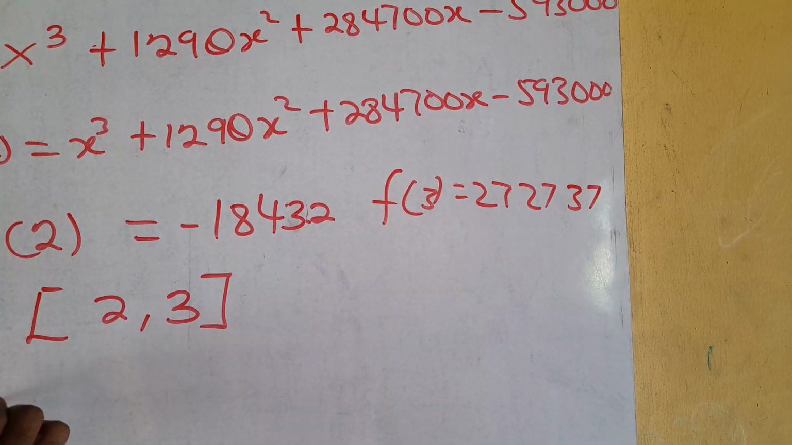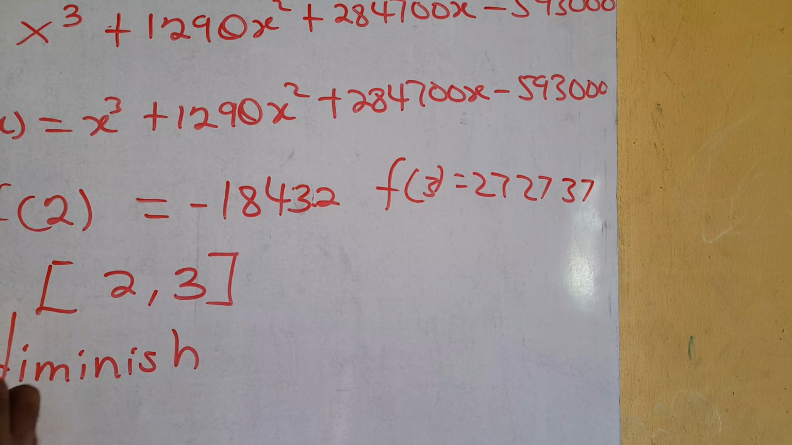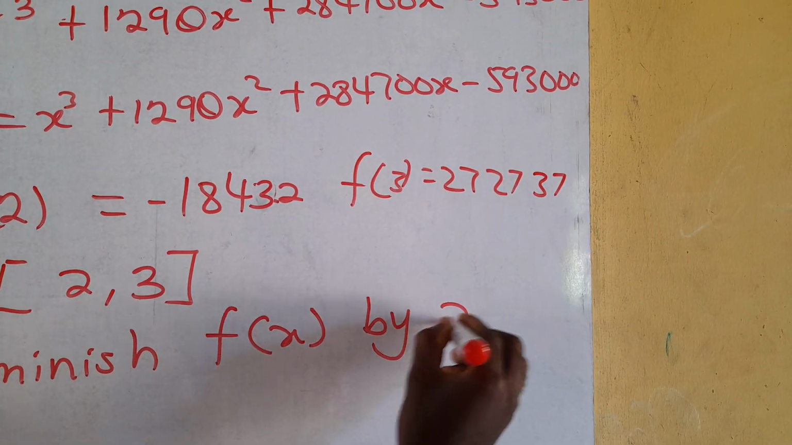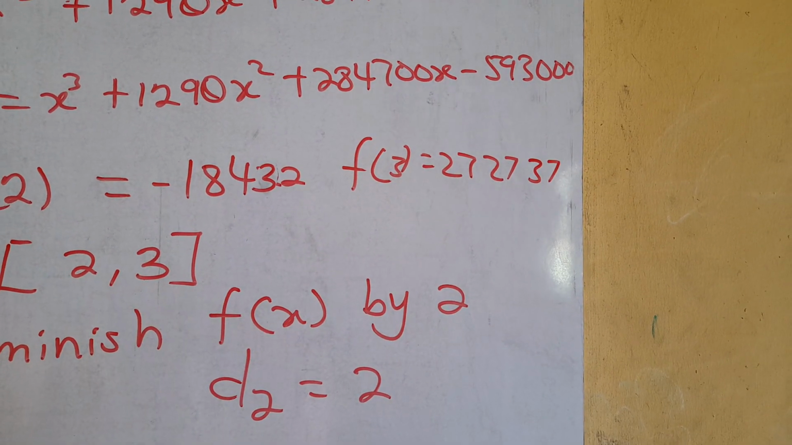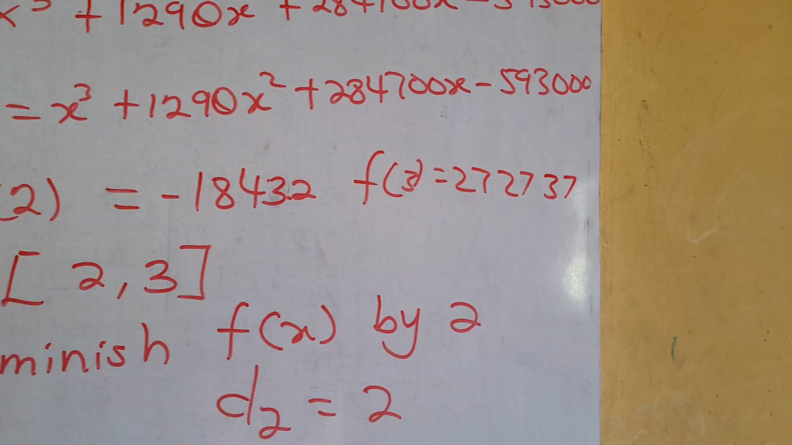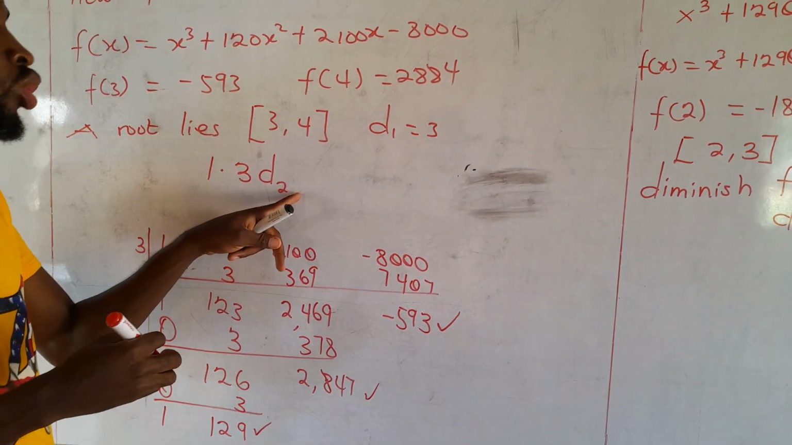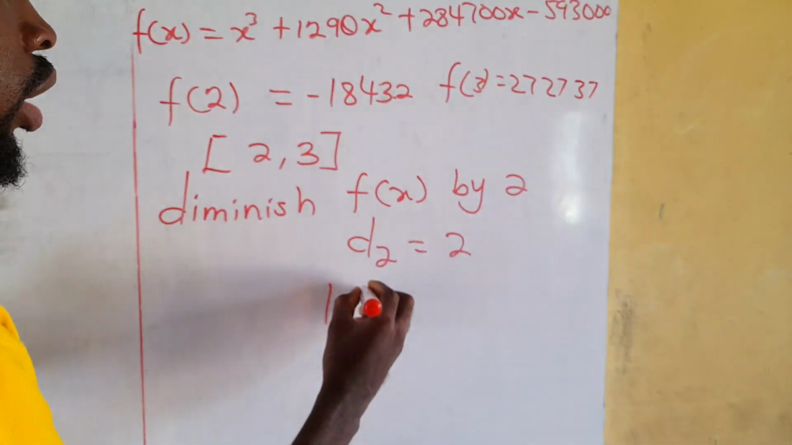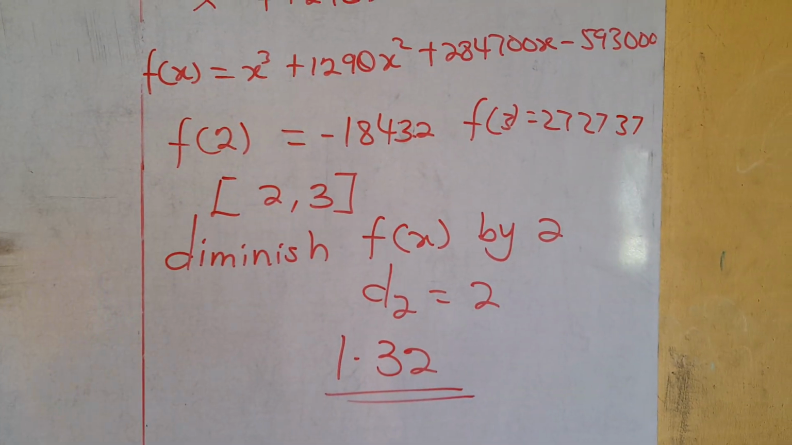Now we diminish our f of x by 2. Then we can say our d2 is equal to 2. So, having gotten this 1.3d2, our d2 is now 2. We just substitute it. So now we have 1.32 as one of the roots for our polynomial function.